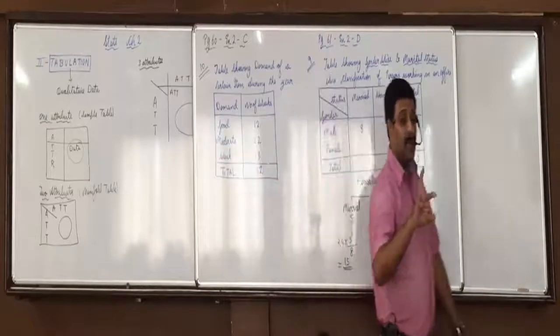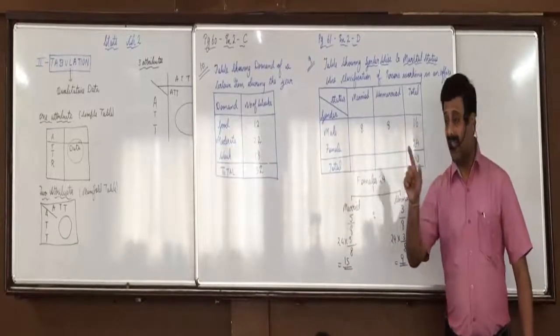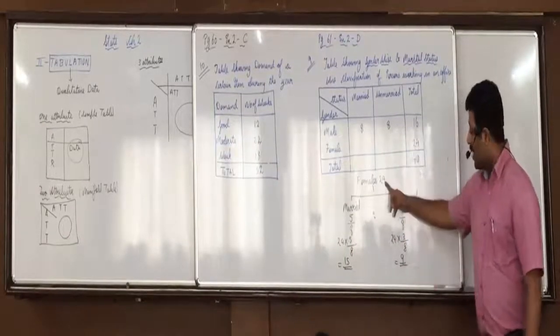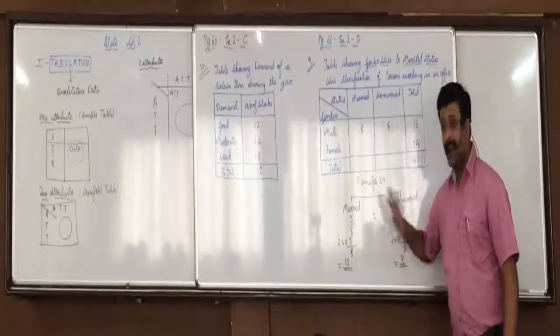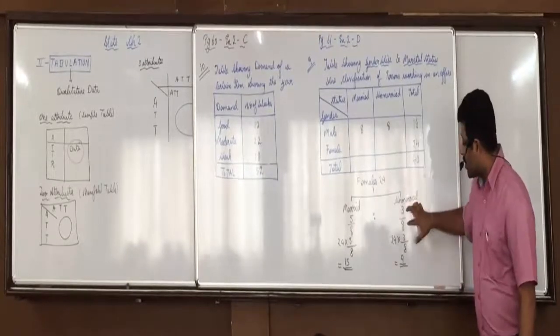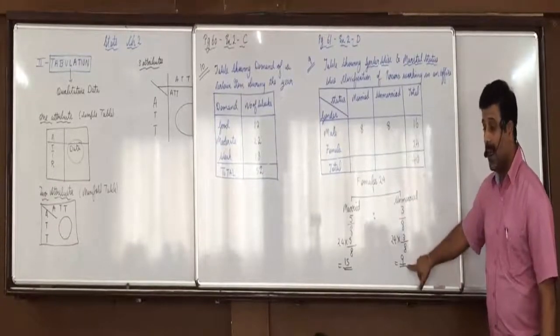Ratio 5 is to 3. 5 plus 3, 8. 5 by 8, 3 by 8. So 24 into 5 by 8, which comes to 15, are married. 24 into 3 by 8, which comes to 9, are unmarried.